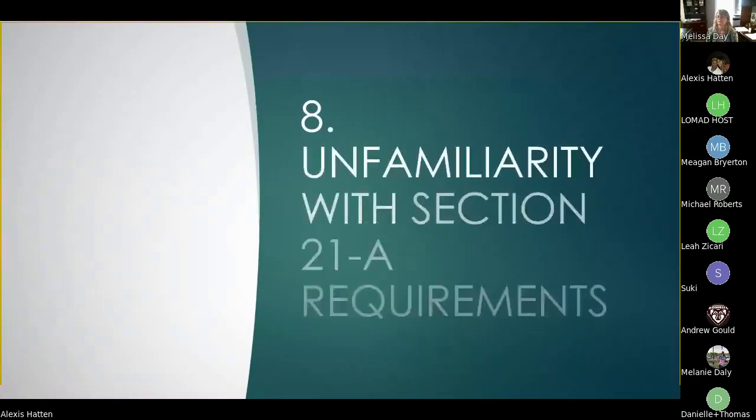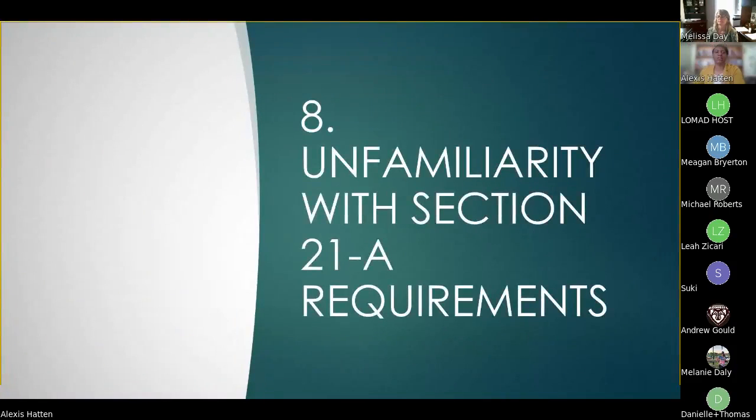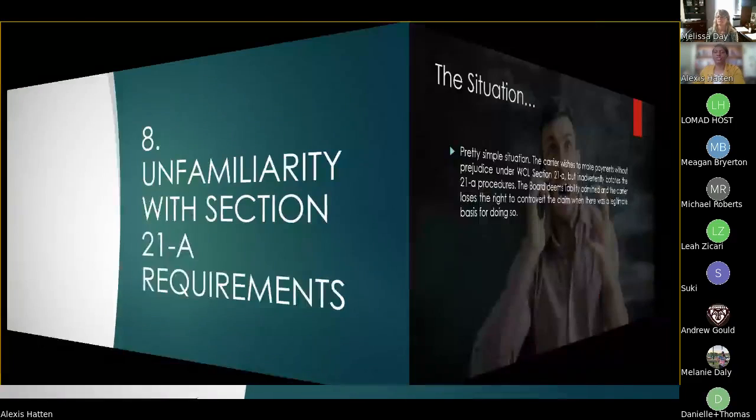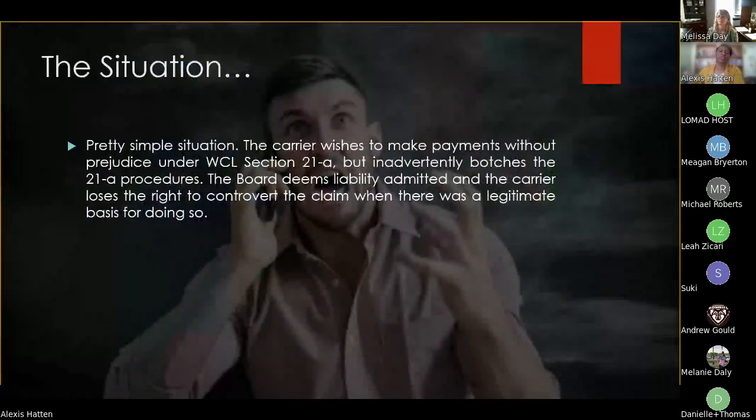Clocking in at number 8. This big one, unfamiliarity with Section 21A requirements. So the situation is pretty simple, where you just wish to make payments without prejudice under Section 21A, but the carrier inadvertently botches the 21A procedures. The board deems liability admitted and the carrier loses the right to controvert the claim where there was a legitimate basis for doing so. That's really frustrating to everyone involved on the defense side.